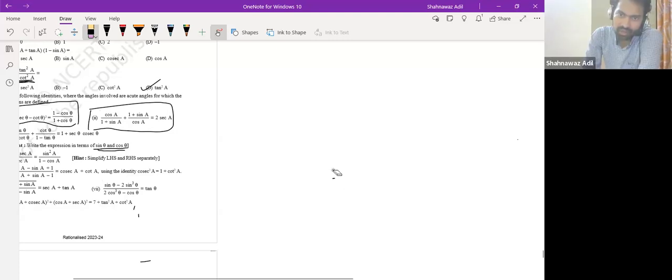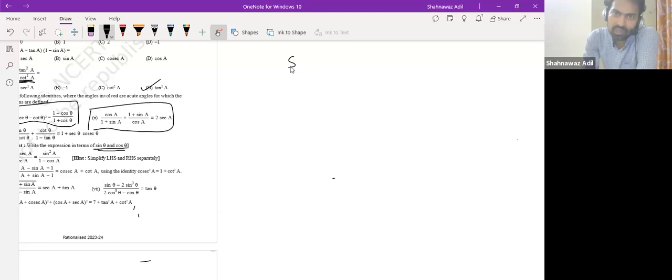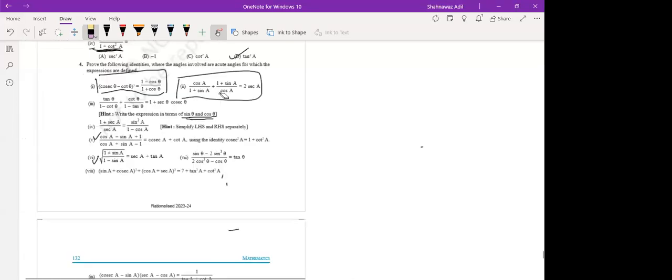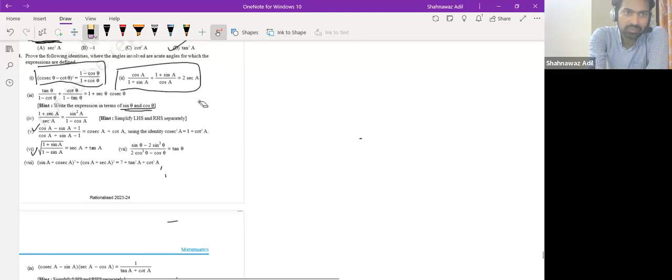Why is this not clear? Did you guys learn how to write all the trigonometric functions in the form of, let's say, sine A? Please try. Take one trigonometric function and write all the other trigonometric ratios in the form of this one. Practice that and see whether you can write it or not. Follow these steps that I have told you.